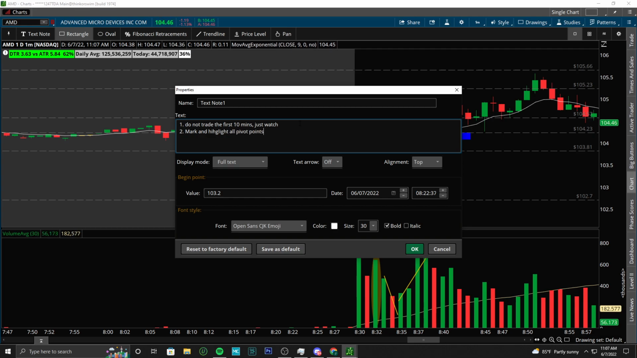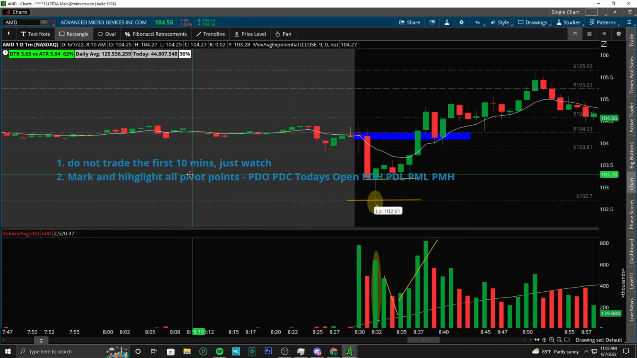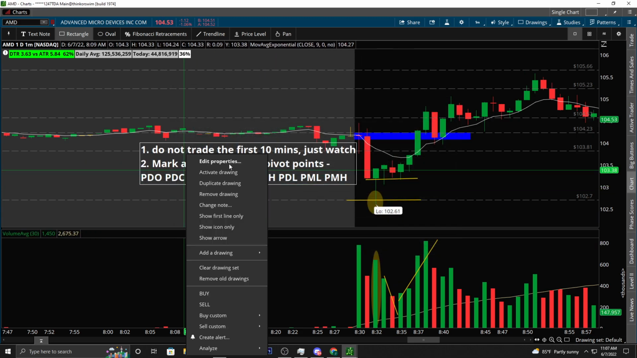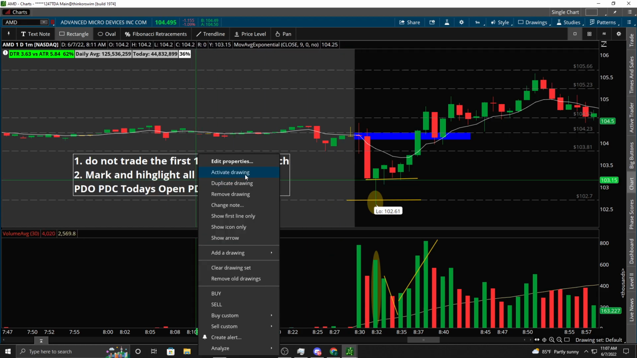All pivot points. What are those pivot points, you might ask? You have previous day open, previous day close, current day's open, I guess you could say CDO, but really just today's open. Previous day high, previous day low, pre-market low, pre-market high. That's a lot of levels, but you use these in combination together to help you with these trades. So I'll just leave this here. I still misspelled highlight, Jesus.